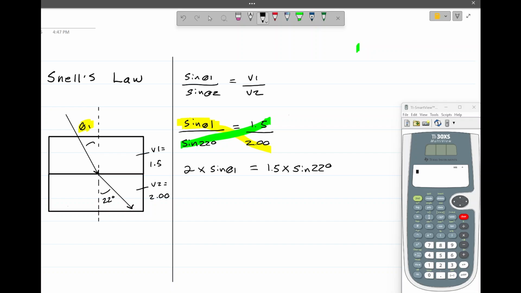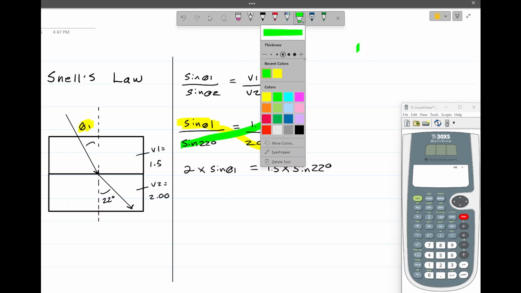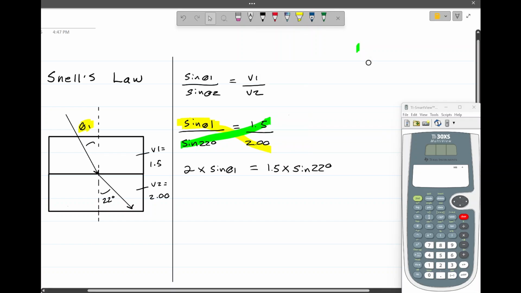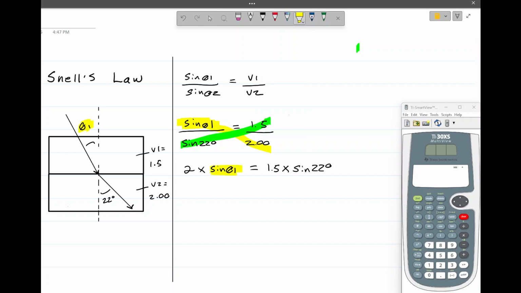Okay, so now I'm almost there. Now remember, the variable that we're trying to solve for is theta 1, this. So we need to get this by itself. This is an equation, and you know you've solved the equation when you get the variable by itself on one side of the equal sign. It's just like in algebra when we're trying to solve for x. The sine of theta 1 essentially is the x that we're trying to solve for.